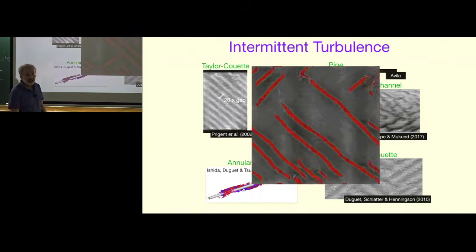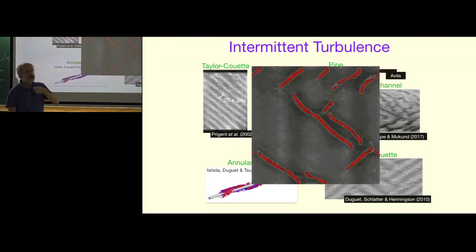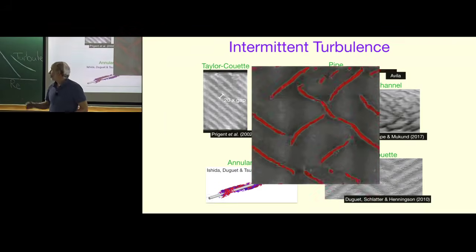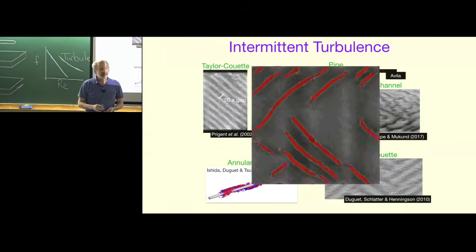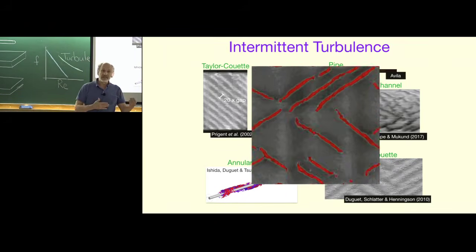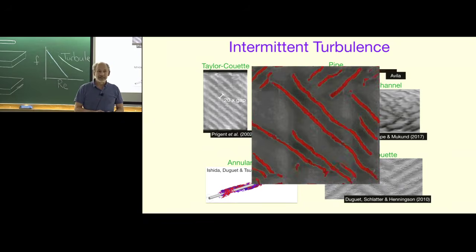And that is pretty much, in these flows, almost always observed between a fully turbulent case, when you're up on this branch, and the laminar branch. In between, there is this intermittent flow, where you have a mixture of turbulent and laminar flow.